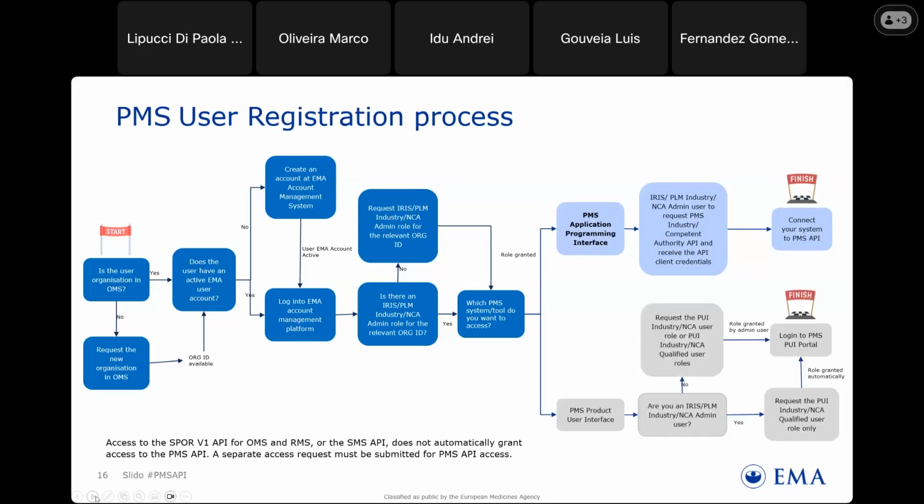For PUI, there is another process, but this is not for each event, even though I left in the slide in any case. Please make sure that if you want to request the access to PMS API, you need to undergo a separate process, which is this one that I have described to you. The fact that you have access to SPOR version 1 for OMS, RMS, or to SNS API doesn't automatically grant you the access to PMS API. PMS API follows a different process.